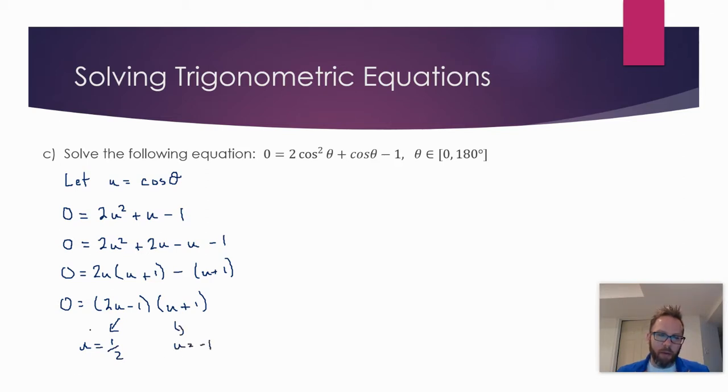But we've got to remember that u is equal to cos theta. If we plug back in what u is equal to, we're looking for values of theta that give cosine theta equals 1/2 and cosine theta equals -1. So the question is, do you actually get anything meaningful from those? And if so, are they in our interval?